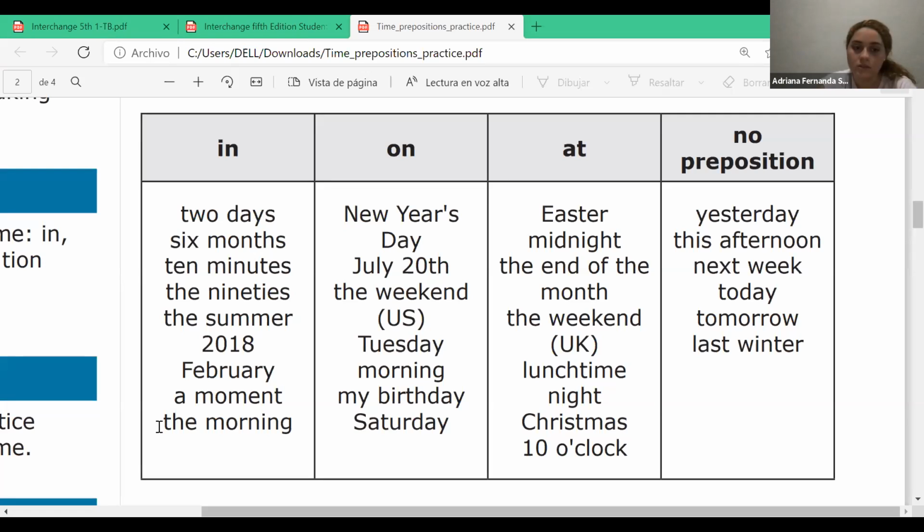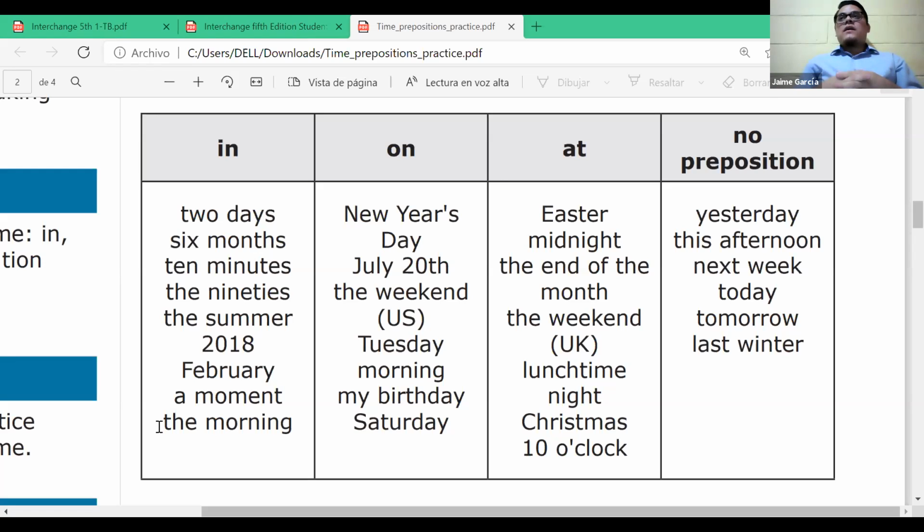A mí no me quedó así. 10 minutes no es at. Excuse me, Nelly. 10 minutes. ¿Cómo es? Minutes. Mm-hmm. No es at. No, it's in. Why? Because it's a length of time. 10 minutes. Thank you. Days. It's a length of time.